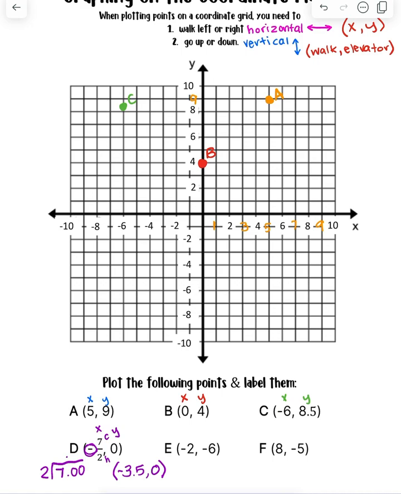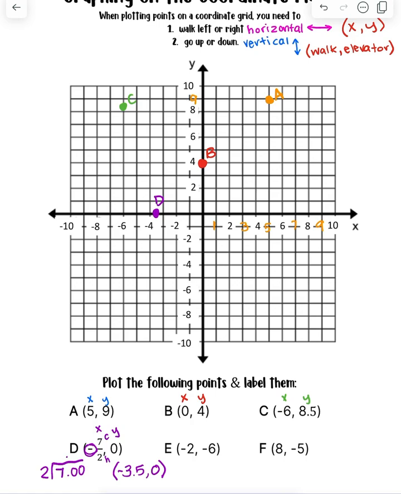So let's go up to our coordinate plane. We're going to start at 0. I'm going to walk to 3. 1, 2, 3, and then I'm going to go 1/2. So right there in the middle, and then my elevator is 0. So I just stay right there. There's nowhere to walk. There's no elevator. So I go 3.5. It's going to go in the middle on the line, not next to the line, on the line, and that is D.